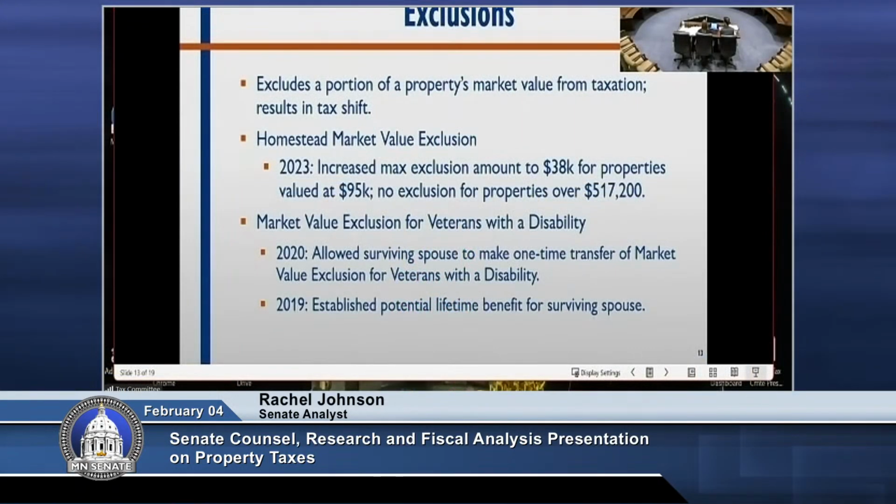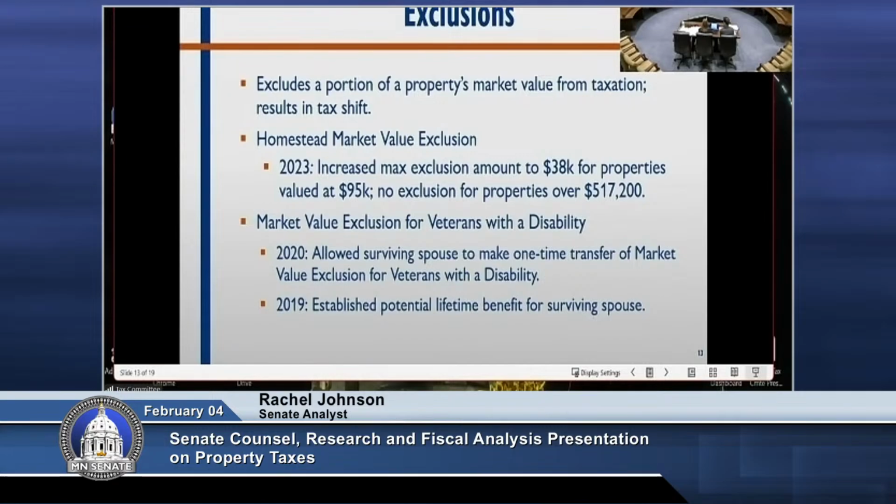Now I'm going to talk about a couple of mechanisms by which taxpayers can receive property tax relief, starting with exclusions. An exclusion excludes a portion of a property's market value from taxation under specific conditions. Because they reduce taxable market value, they shift property taxes onto other properties in a jurisdiction. So one example of an exclusion is the homestead market value exclusion. This exclusion applies to property classified as residential homestead, and then also to the portion of agricultural homestead property that consists of the house, garage, and surrounding 1 acre of land.